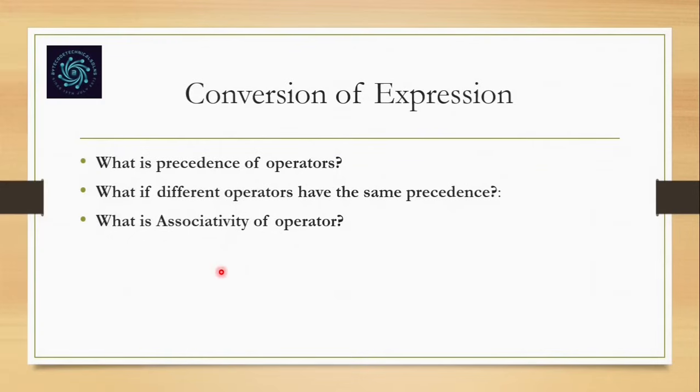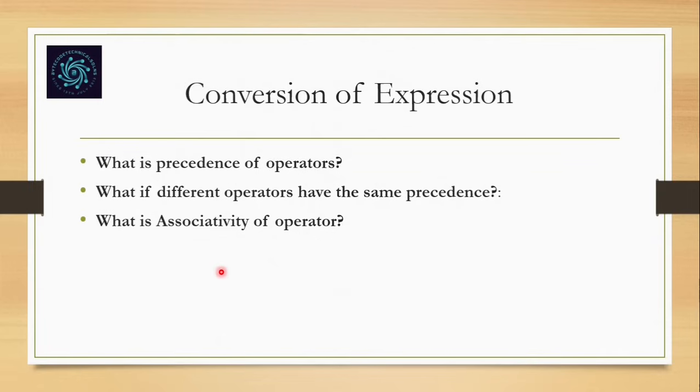What do you mean by precedence of the operator? What are the different operators? If they have the same precedence, how can we evaluate or convert, and what is the associativity of the operator? So let us understand these three questions. First, what is the precedence of operator? These are the set of rules that determine the order in which different operators are evaluated. The way in which the operators are evaluated is called the precedence rule or precedence of operators.